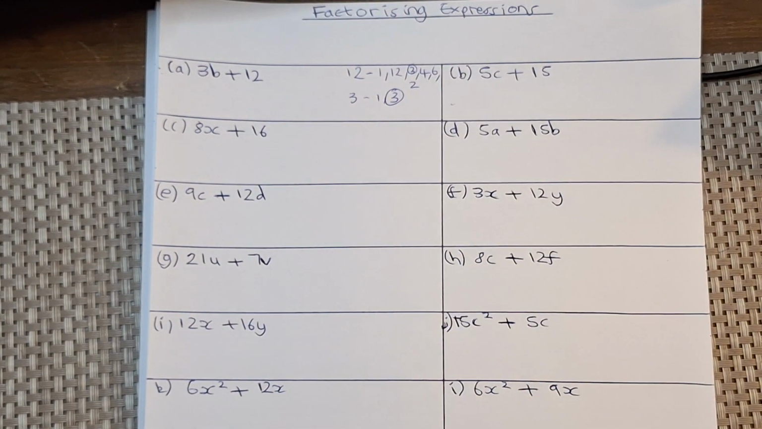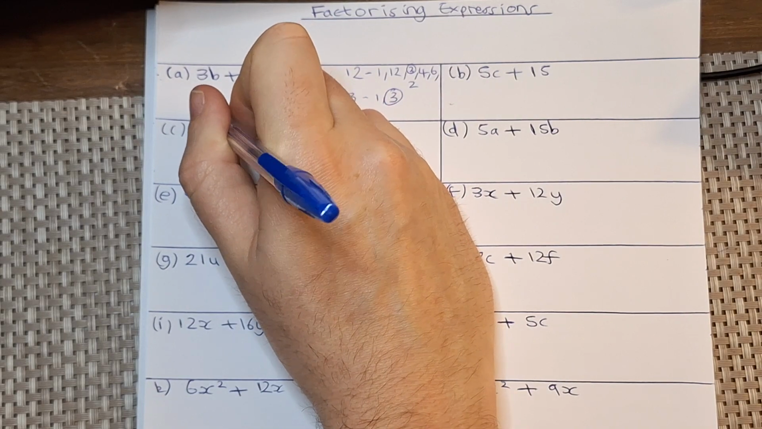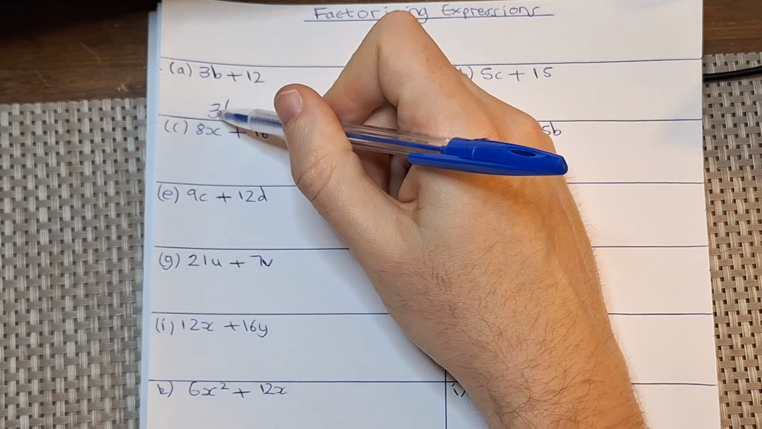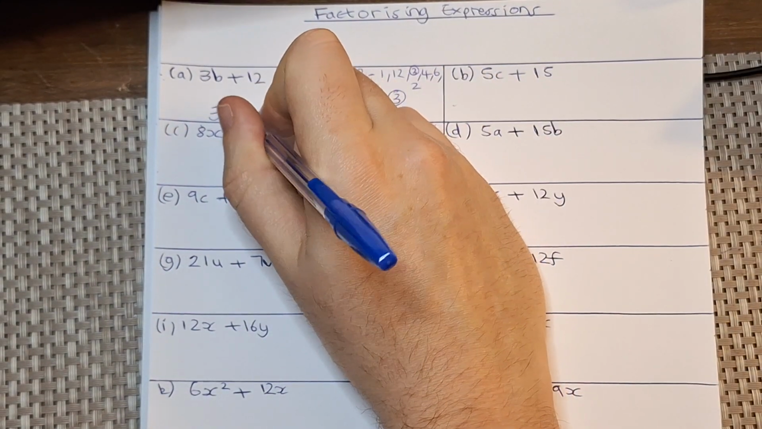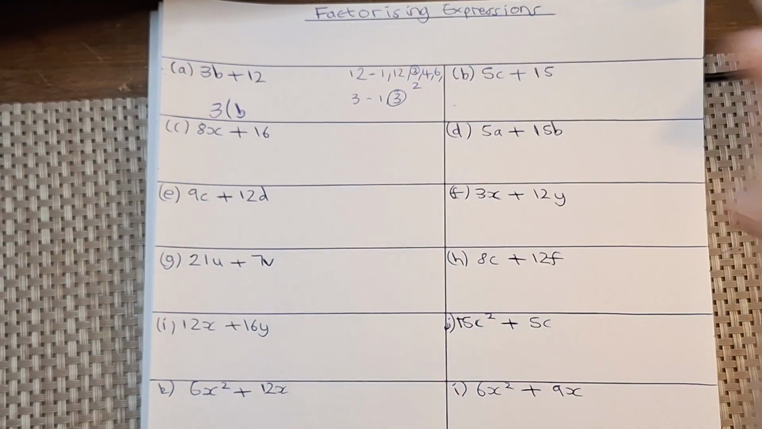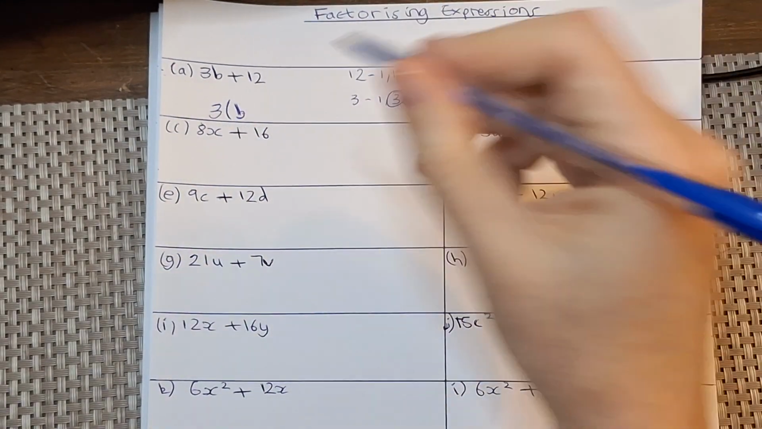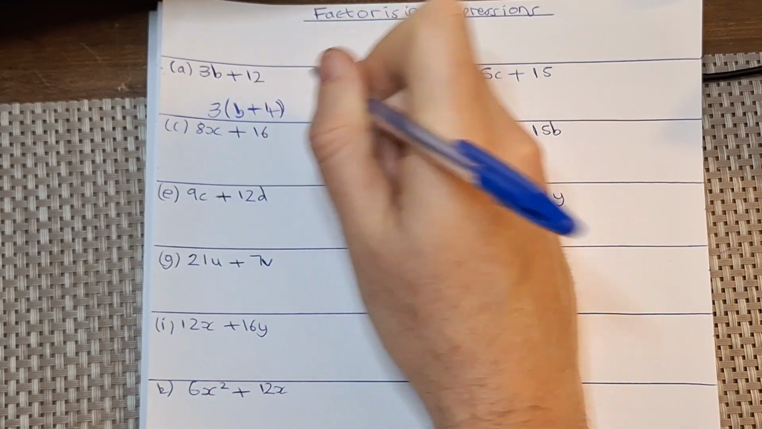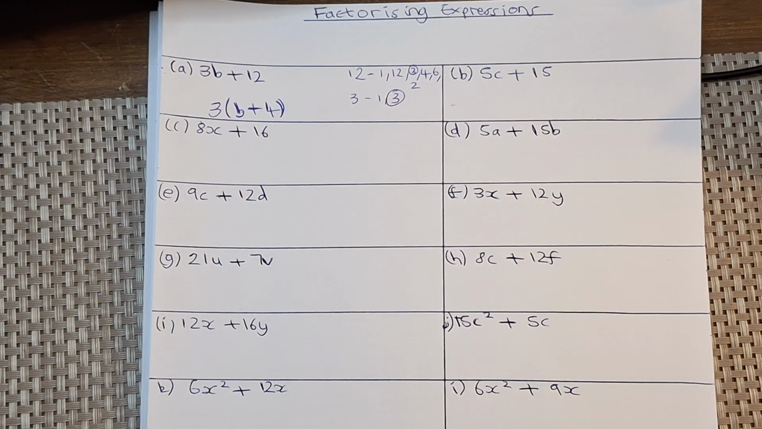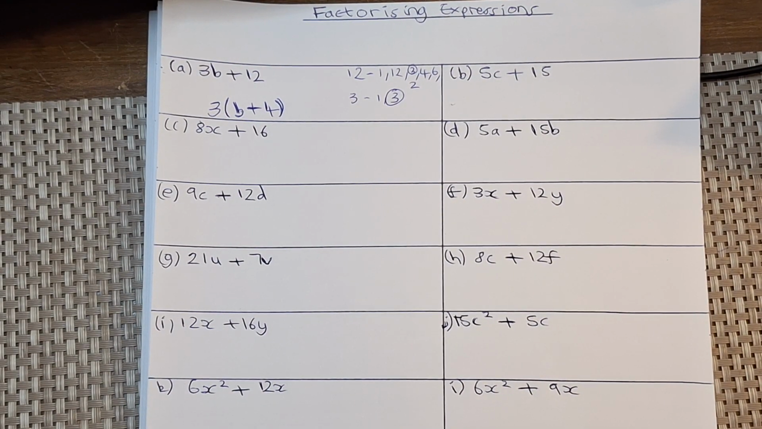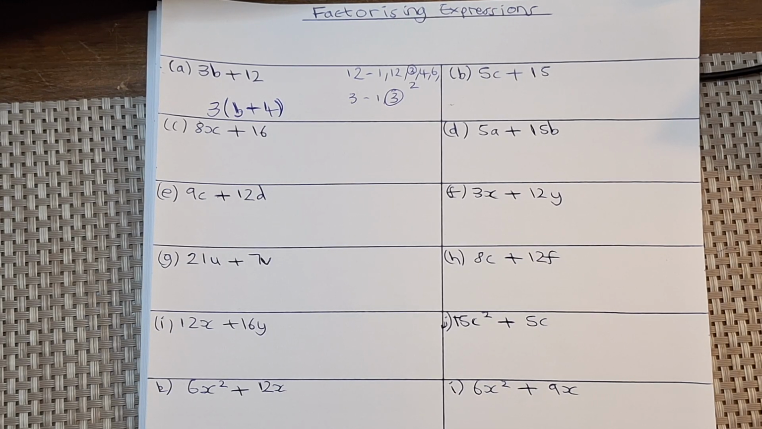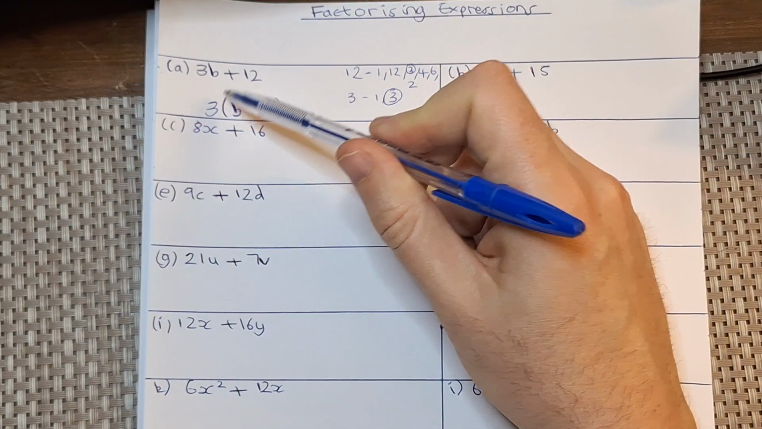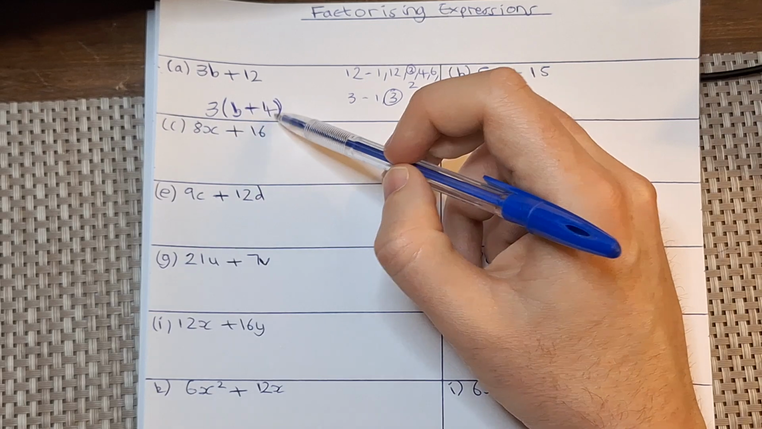The 3 will be outside the brackets. What do we multiply 3 by to get 3b? Simply b. And what do we multiply 3 by to get 12? It's plus 4. So 3b plus 12 factorised is 3 in brackets b plus 4. You can always check this by expanding the brackets again: 3 times b is 3b, and 3 times 4 is 12.